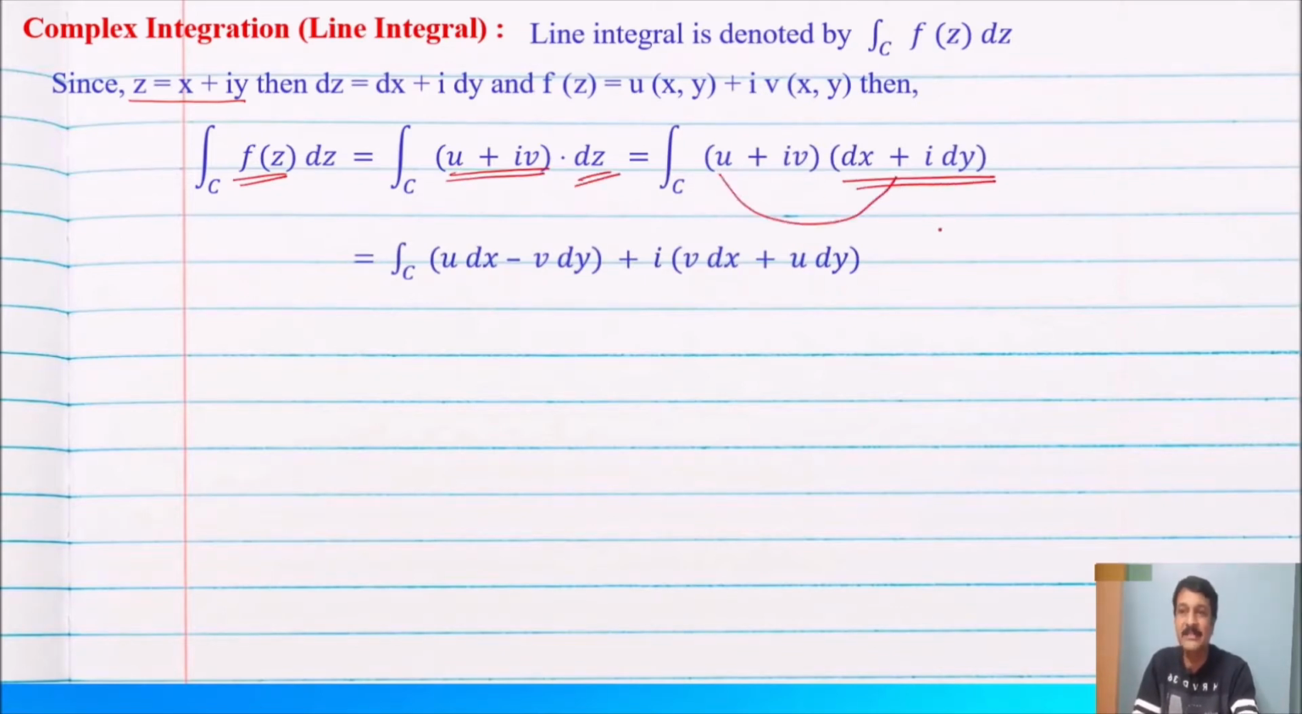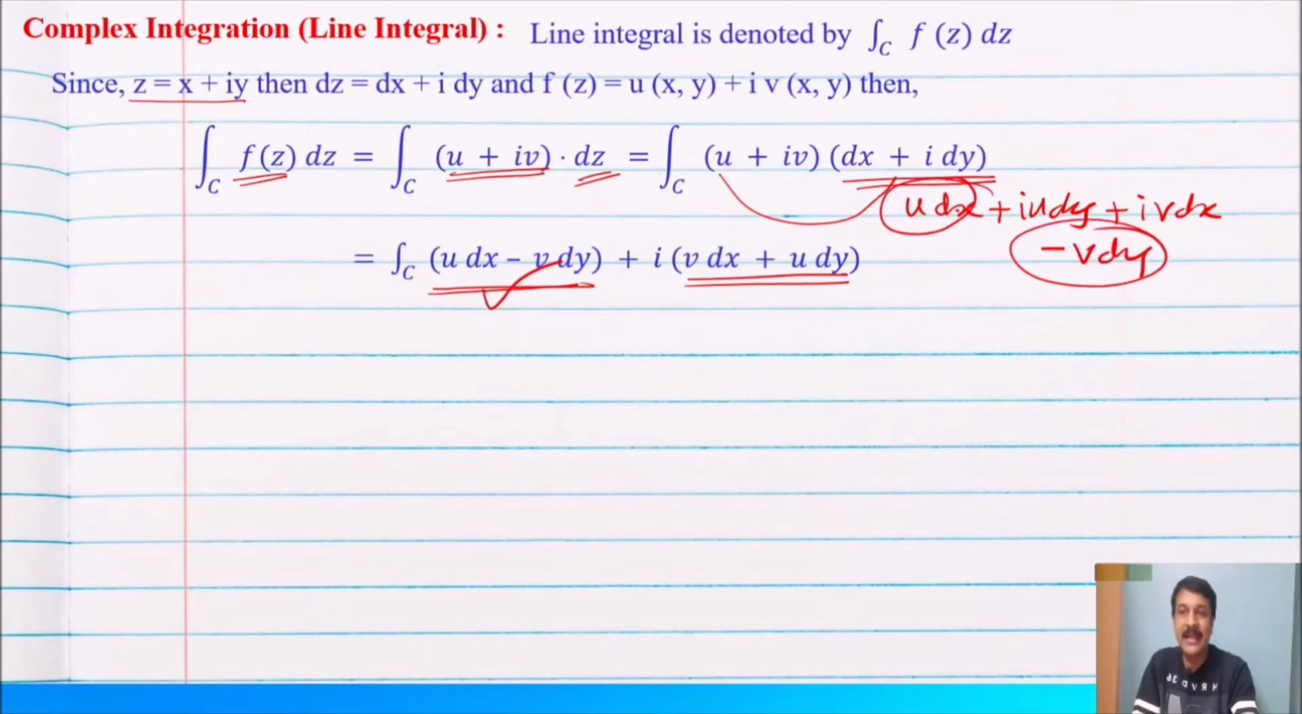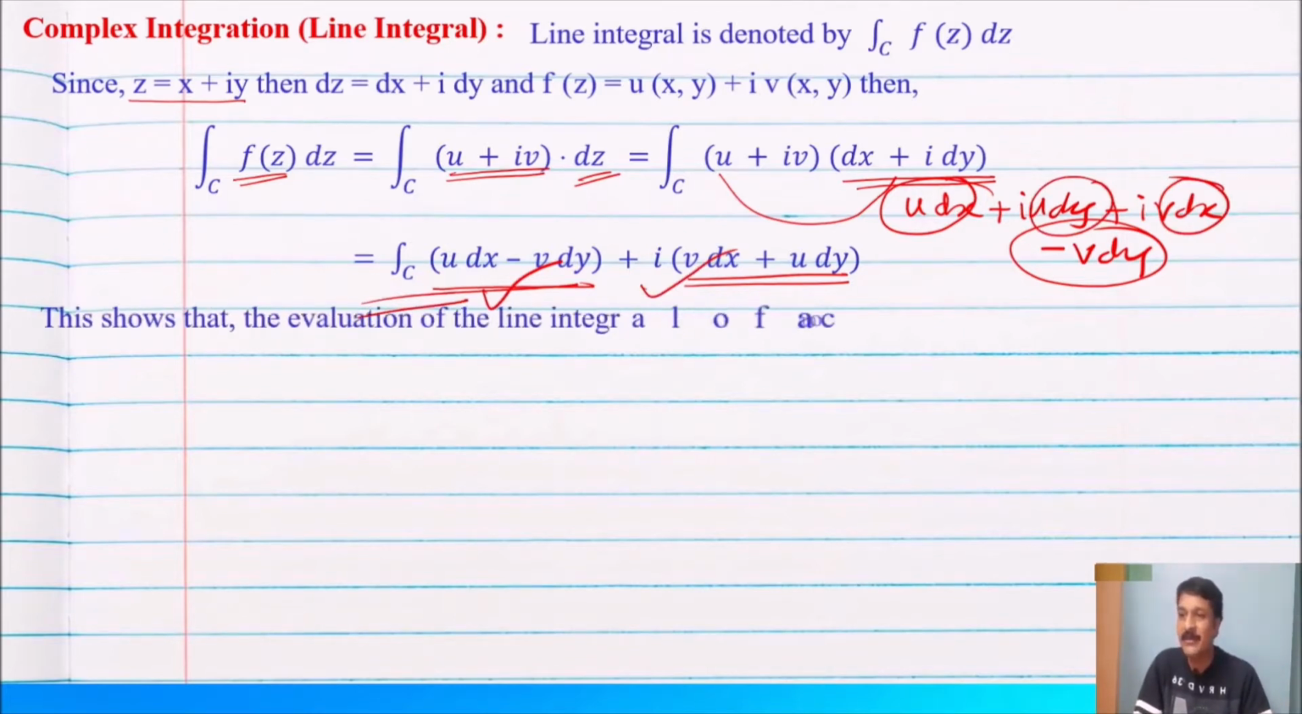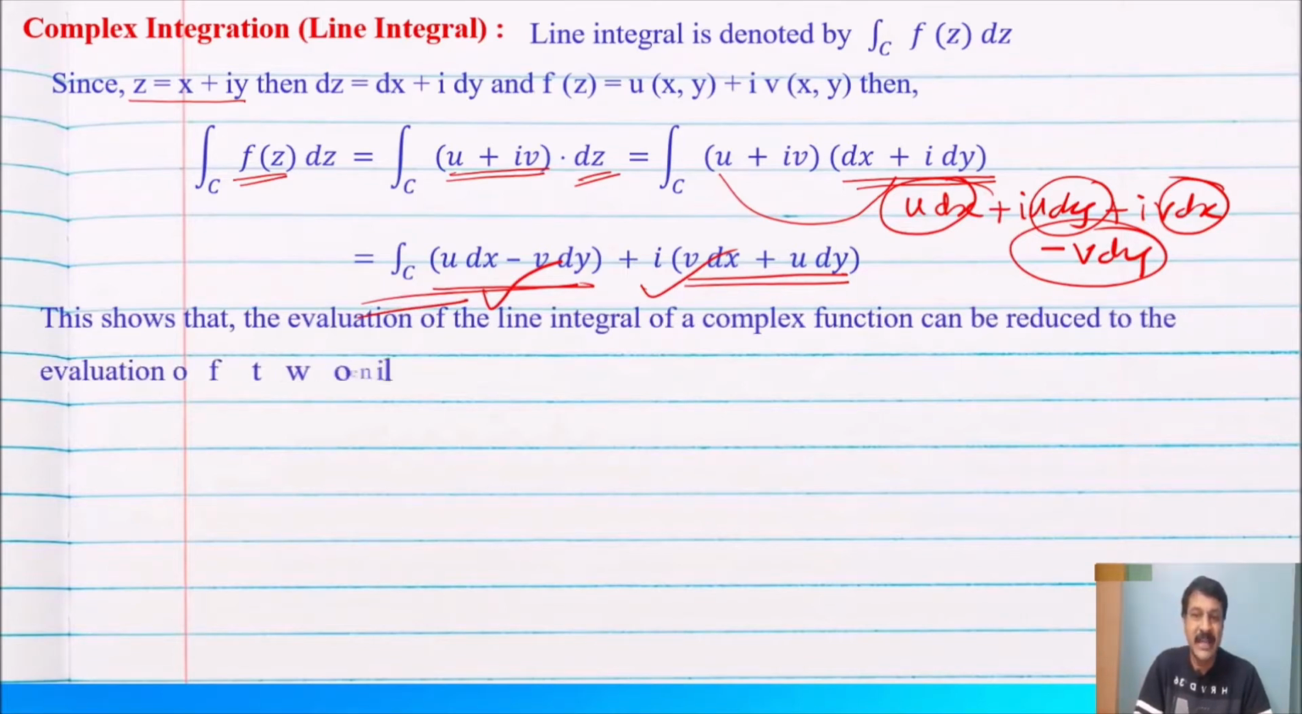If we multiply this, you consider the real and imaginary parts separately. We get u dx plus i u dy plus i v dx and i into i minus v dy. So take the real part u dx minus v dy and the imaginary part u dy plus v dx. You will get this integration, so it is known as the line integral. This shows that the evaluation of the line integral of a complex function can be reduced to the evaluation of two line integrals of real functions.